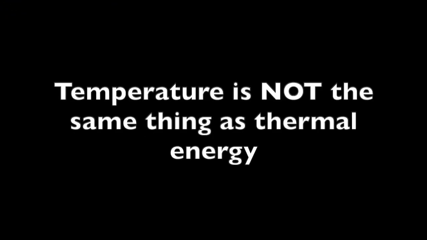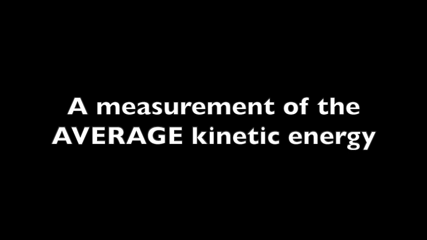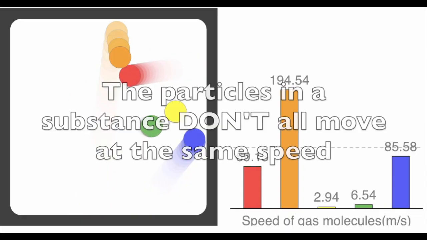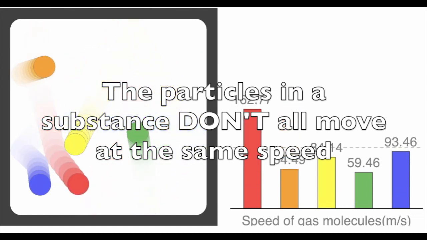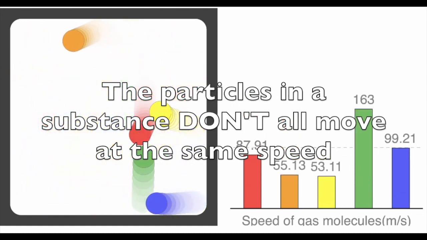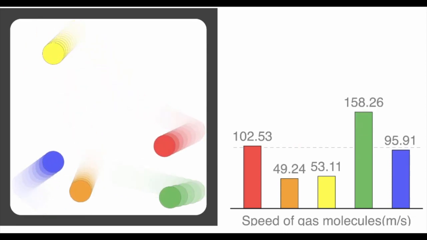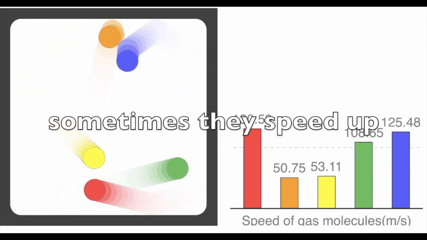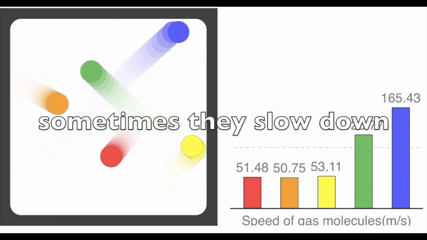Let's talk about temperature for a minute. Temperature is not the same thing as thermal energy. Temperature is a measurement, and it's a measurement of the average kinetic energy of the atoms and molecules in a substance. Now let's take a step back and see what this means. The particles in a substance don't all move at the same speed. When individual particles bump into each other, sometimes they speed up and sometimes they slow down.